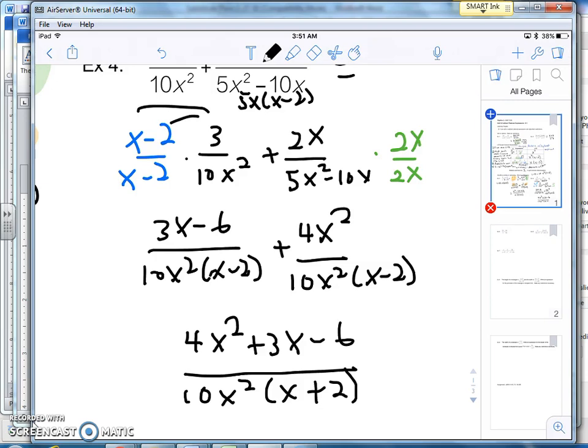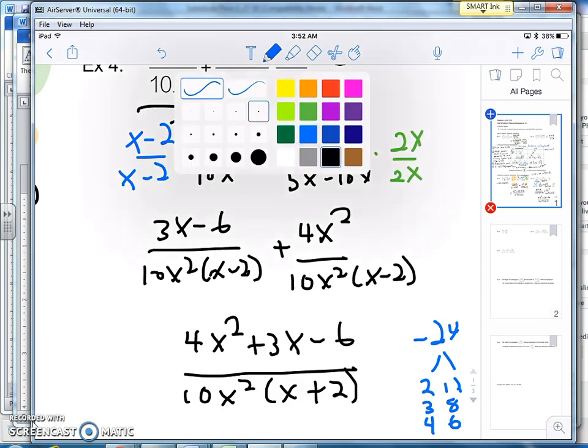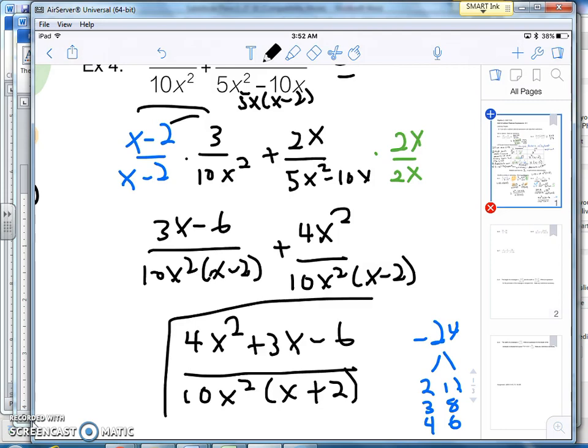So what we want to think about is our master product, 4 times -6. Are there factors of -24 that add or subtract to be 3? And I don't believe there are. We have 2 and 12, 3 and 8, 4 and 6, so we can't get that. It doesn't factor. So there's our final answer, and we can just leave it like that.